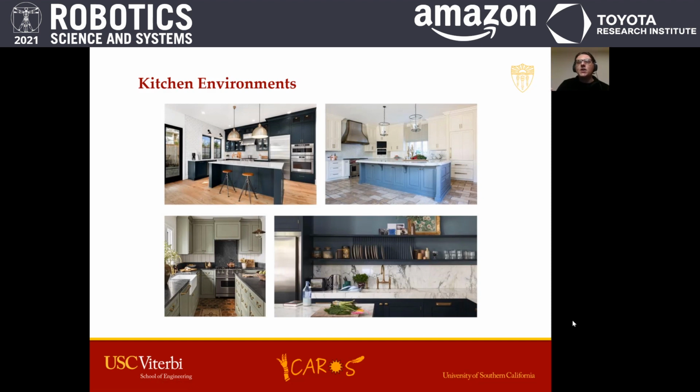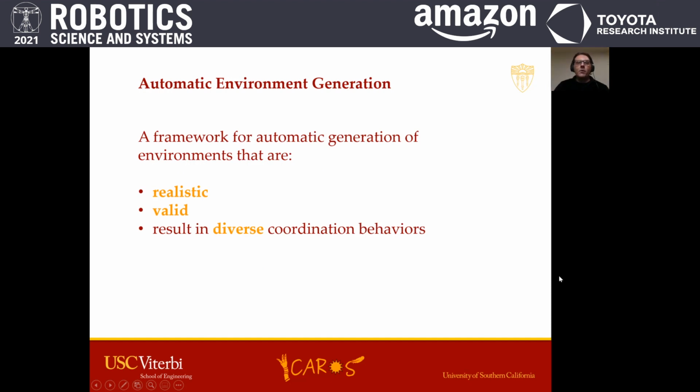Note, we each arrange our homes differently, so if environments affect coordination, we should be studying environments closely if the goal is to have robots in our homes. So we propose a framework for the automatic generation of environments that are realistic. That is, they should match a data set of environments that we're given. They should be valid. That is, if we give a task to a human-robot team, it should be possible for them to solve that task, and they should be diverse with respect to coordination behaviors.